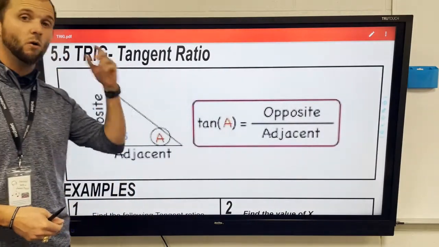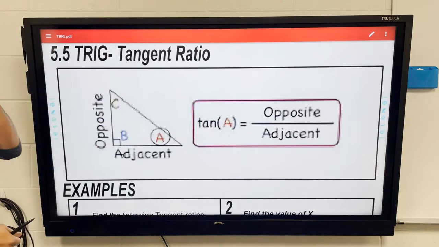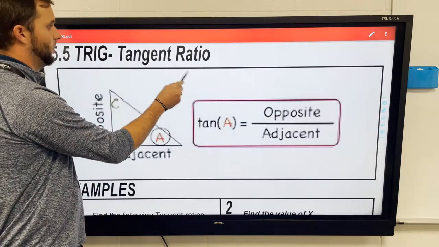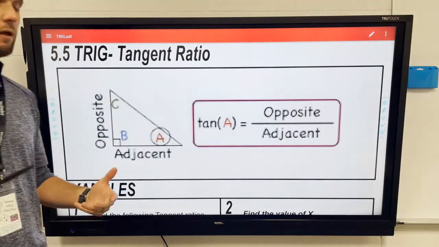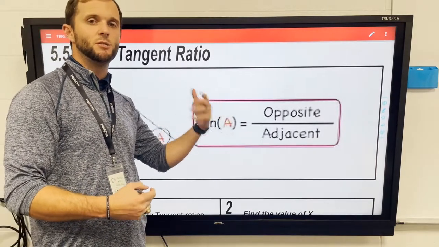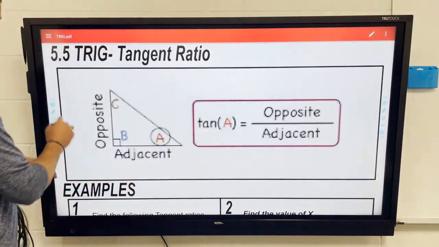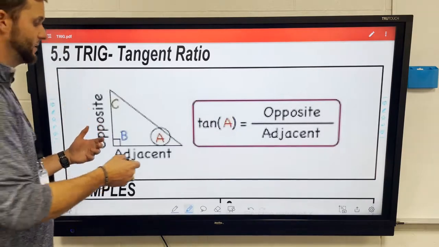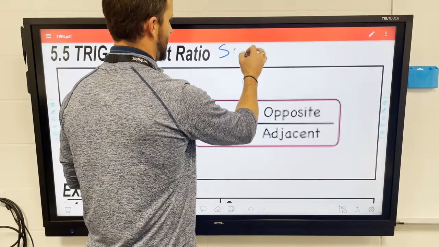Last video of our trig that we're going to be doing, and today we're going to be looking at something called the tangent ratio. So again, it's all the same math, but you're dealing with a different ratio. That's all it is. So in previous lessons, we learned about sine, so SOH.